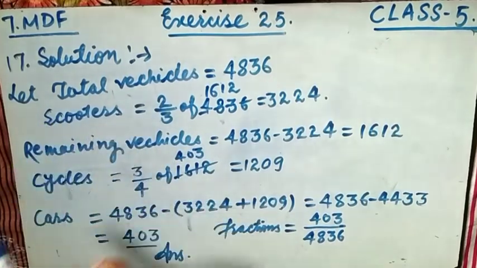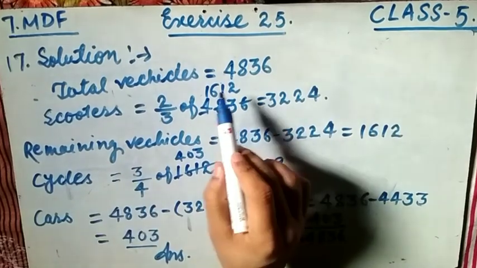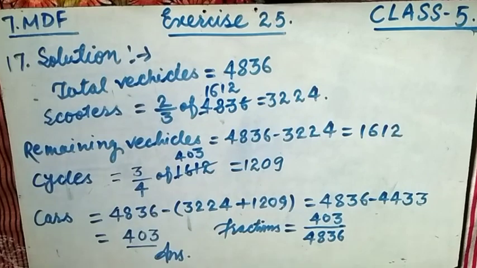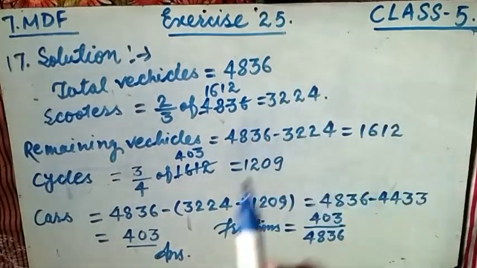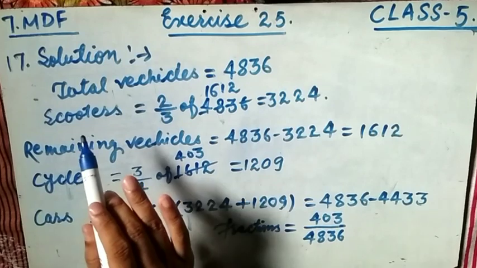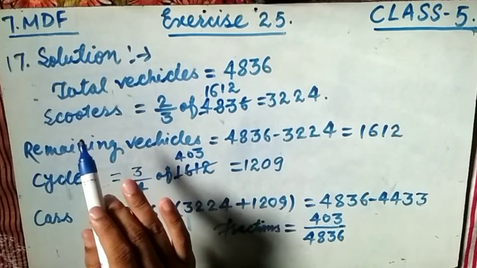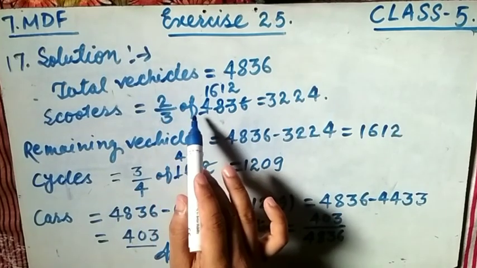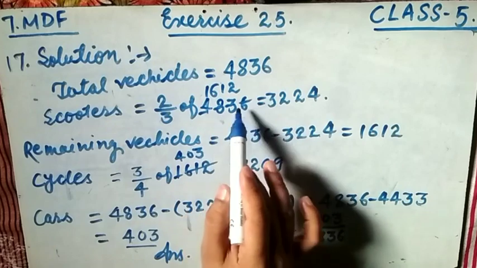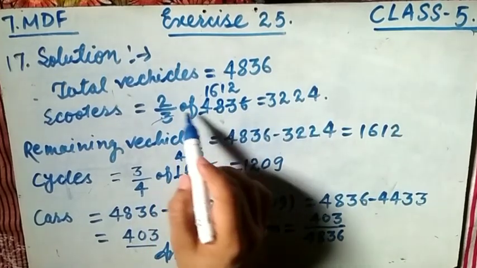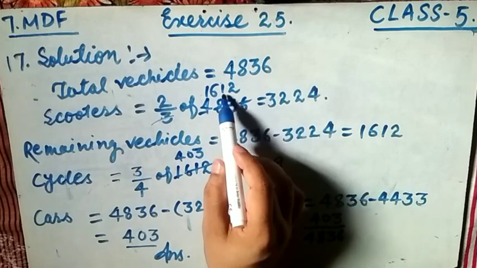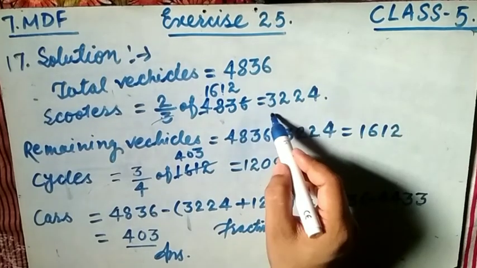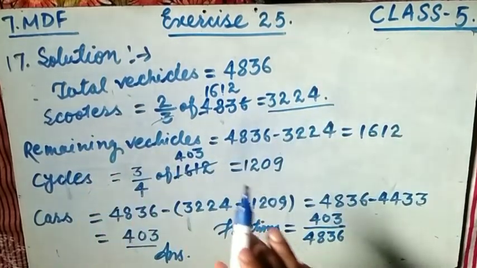Here the given total vehicles are 4,836, and it consists of scooters, cycles and cars. Now for scooters, the statement says 2/3 of the vehicles are scooters. That means the number of scooters is 2 by 3 of total vehicles. Now this will get cancelled by 3: 3 ones are 3, 3 sixes are 18, and 3 ones are 3, and 3 twos are 6. Now multiply these numbers by 2, it becomes 3224. This is the total number of scooters.